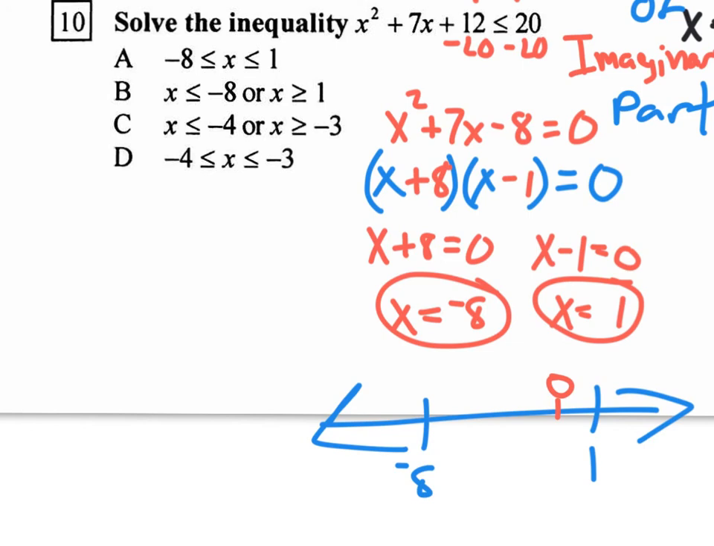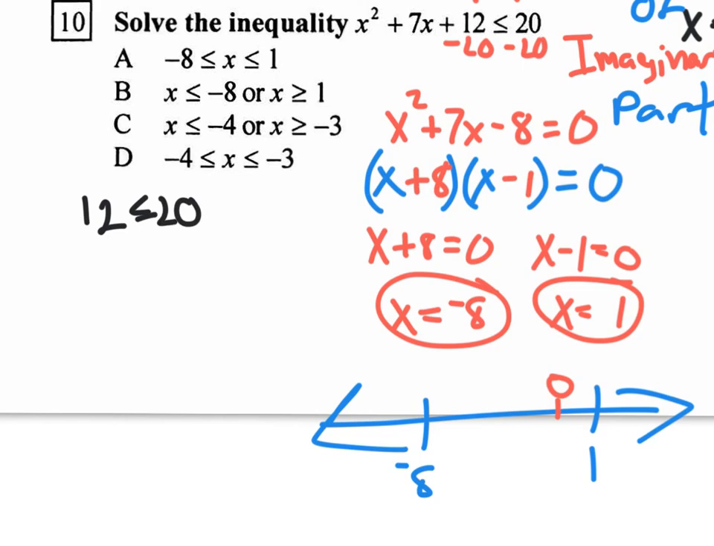Now, what do I mean by let's see if 0 works? I want to take 0 and plug it in for x right here, and I want to work it out. 0 squared is 0. 7 times 0 is 0. So what do I have left? I have 12 is less than or equal to 20. Let me write that down. 12 is less than or equal to 20. Is that true? Yes, it is.